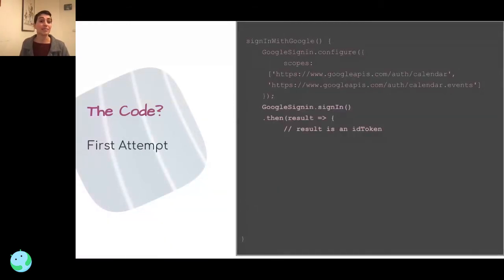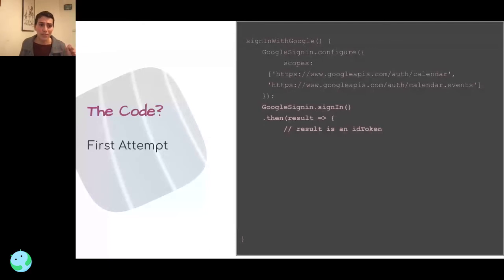Then I'm going to call sign-in. That's it. And then what does sign-in give me? An ID token. Okay, well I can see that from a server side, I might be able to get a refresh token with the ID token, but not from the client side. What else do I have on the client side? I have getTokens on the Google sign-in, and getTokens gives me an access token.